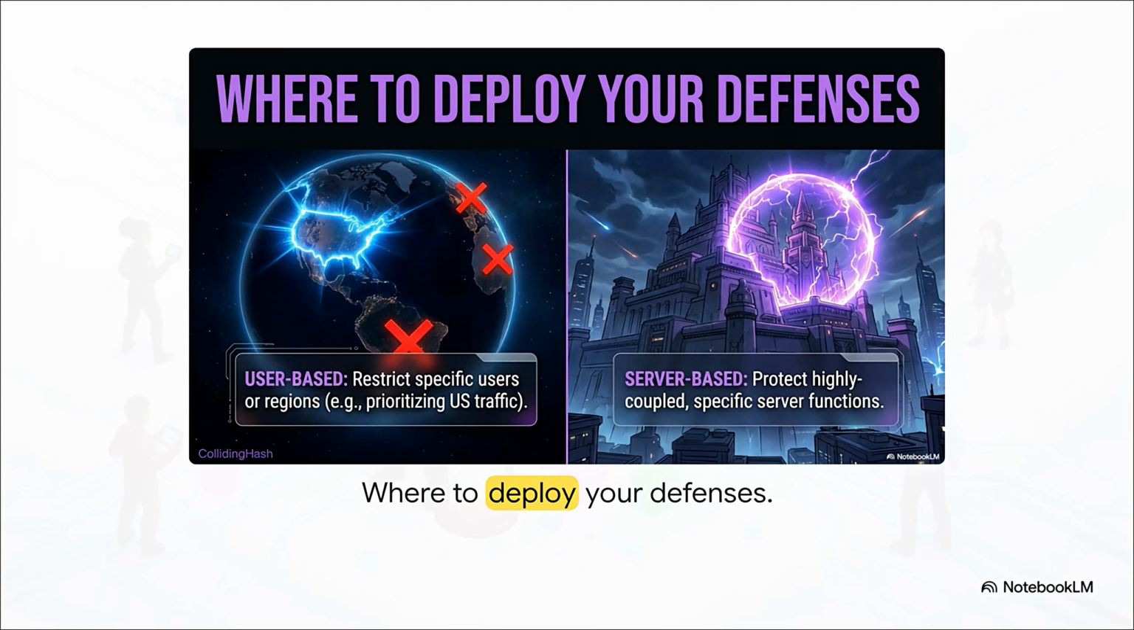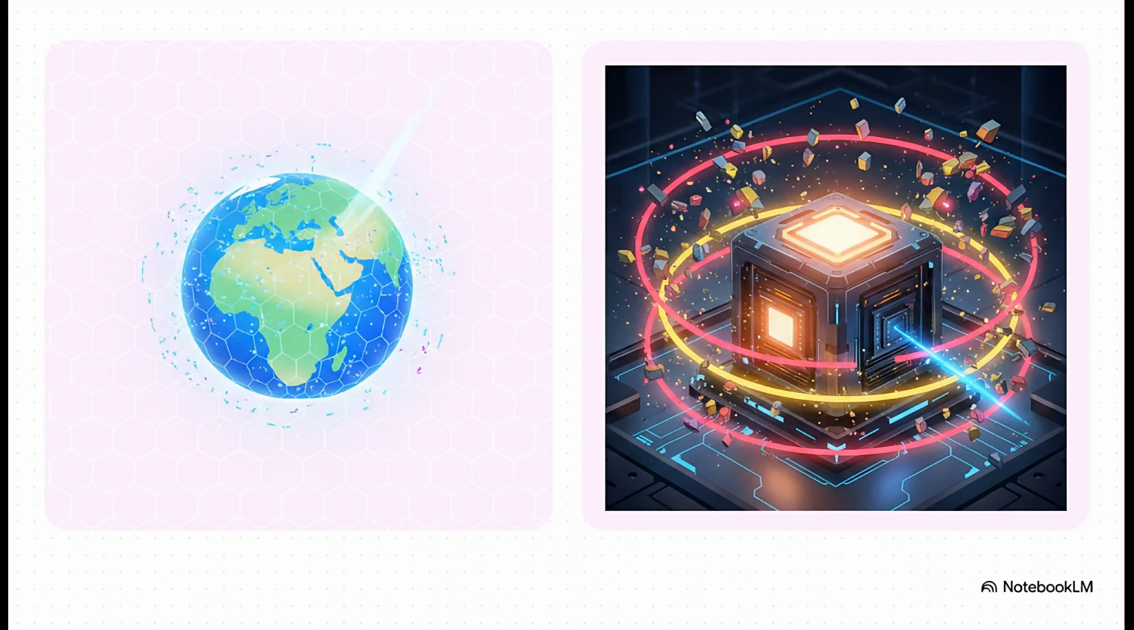Generally speaking, top engineers look at 2 primary deployment strategies to stabilize their infrastructure. First up, you have user-based rate limiting. This restricts specific users or even entire regions of the globe. For example, imagine you're running a massive social media campaign targeting only your US customers. To keep the site stable, you might rate limit traffic from the rest of the world, prioritizing your US users.